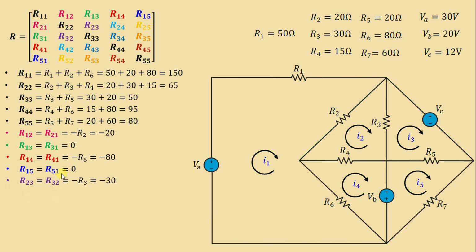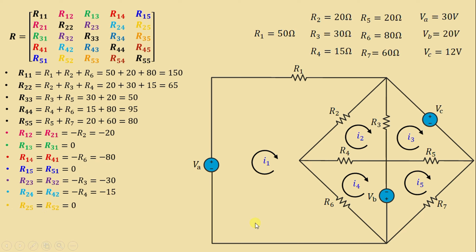Let's go to R23 and R32. This is mesh 2 and this is mesh 3. The common resistance is R3. Then we have negative R3, equal to negative 30. We go to R24 and R42. This is mesh 2 and this is mesh 4. The common resistance is R4. That's why we have negative R4. We get negative 15.